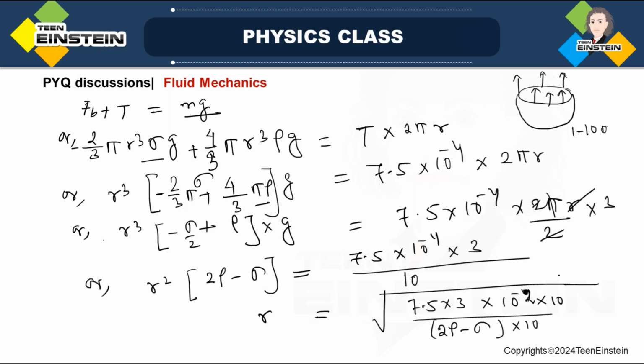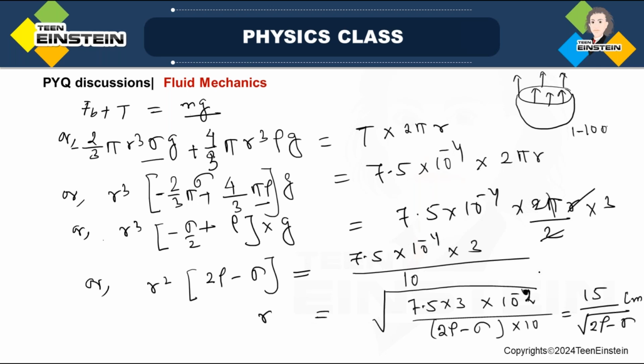So with this simplification, if we do it further, from here you'll be easily able to get 15 by 2 rho minus sigma. So in between I have jumped one step, you can just do it later on. So this will be in centimeter. Okay, 15 by square root of 2 rho minus sigma.